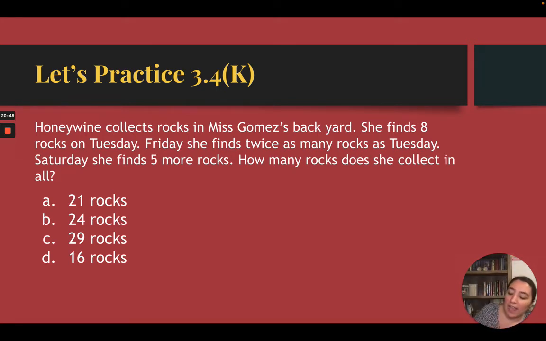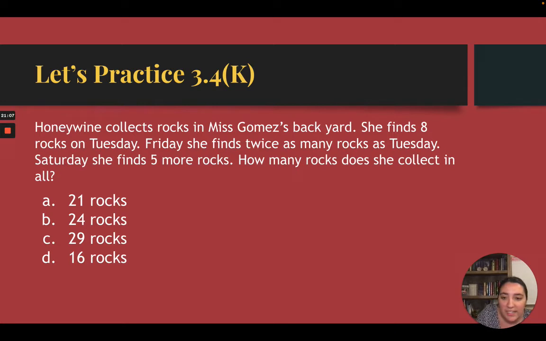So I know she's got 8 rocks on Tuesday. Now I need to do Friday. So I know that twice as many means times 2. So I need to write out 8 times 2. If you don't know your multiplication fact off the top of your head for 8 times 2, 2 times 8, skip count by 2s all the way up. And once you do that, now I know that Friday is equal to 16 rocks.